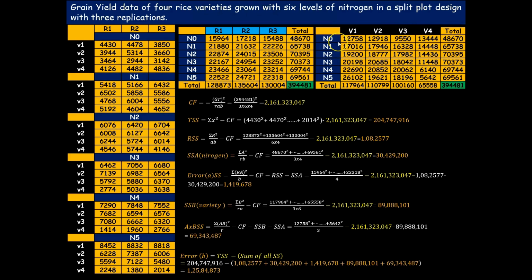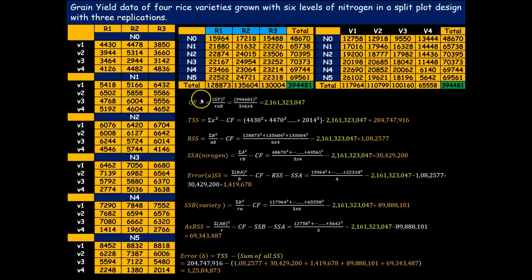Again we will go for the totals or sum across the rows and across the columns, and again we'll get the same overall total, that is the grand total. So like in the traditional analysis of variance or the traditional designs, the steps are the same. Simple arithmetic: addition, subtraction, multiplication and division.